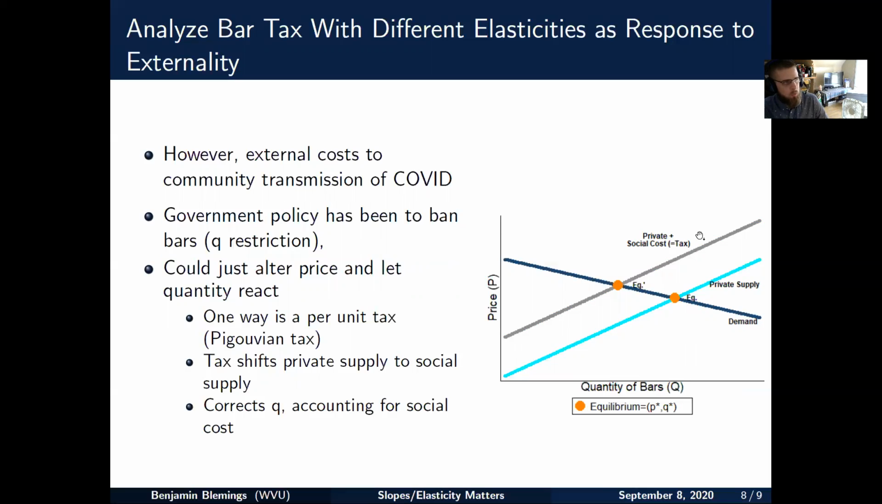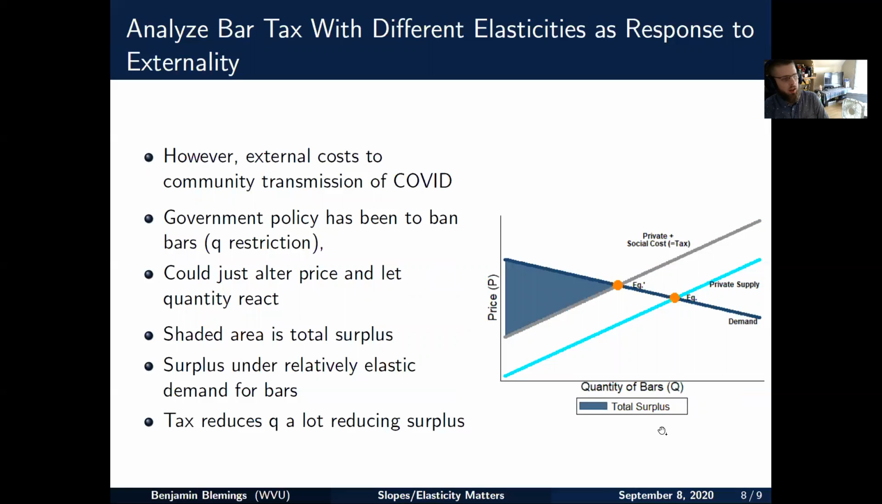And so one way we could move back towards the socially efficient Q star is by taxing going to a bar at the per unit social cost that going to a bar would incur. That would be called a Pigouvian tax right here, this corrective tax. And you can see here that this tax reduces what would have been the total social welfare, which would have been everything in this triangle here, by this parallelogram, trapezoid here.